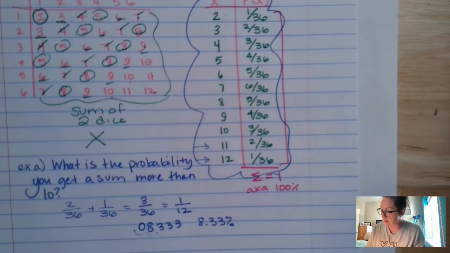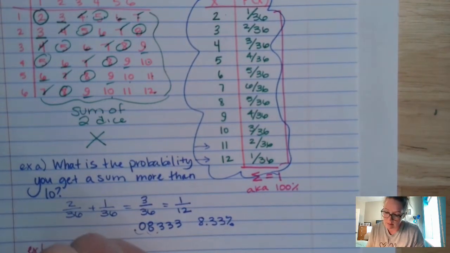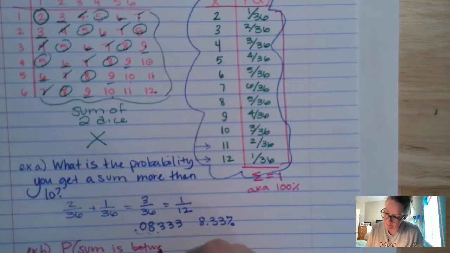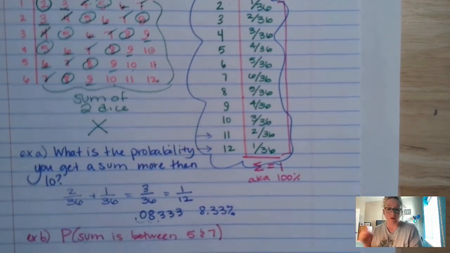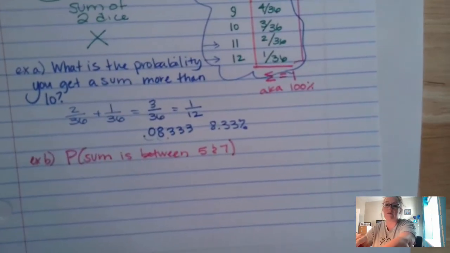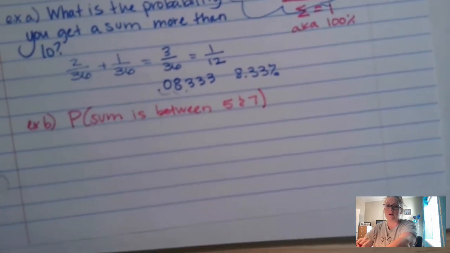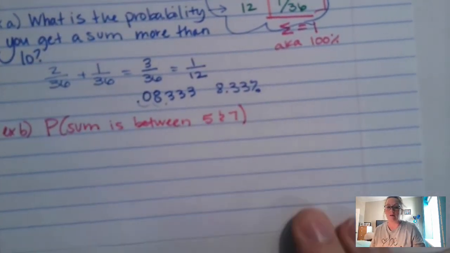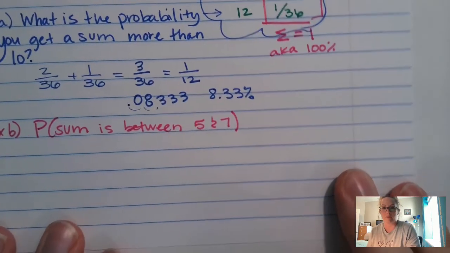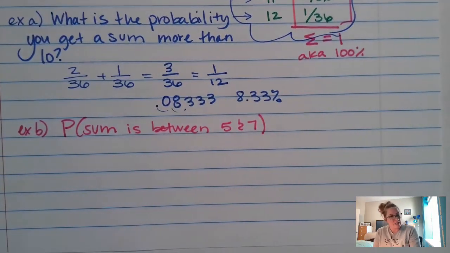What is the probability the sum is between 5 and 7? So we've got to think: does this mean including 5 and 7 or not?